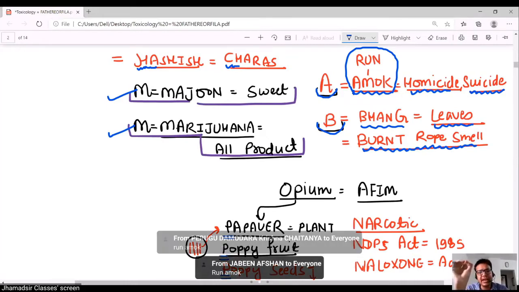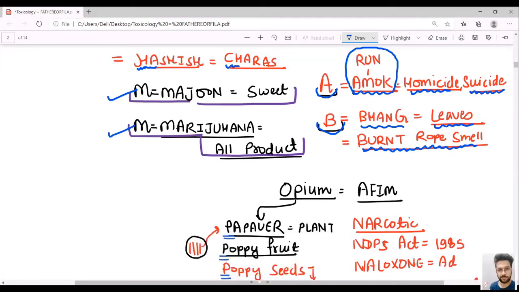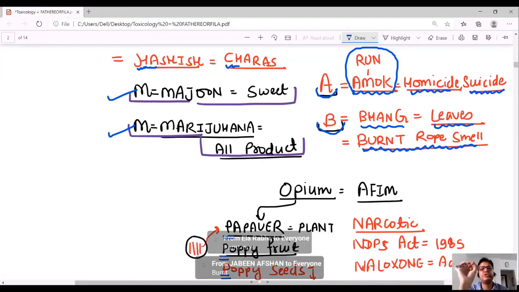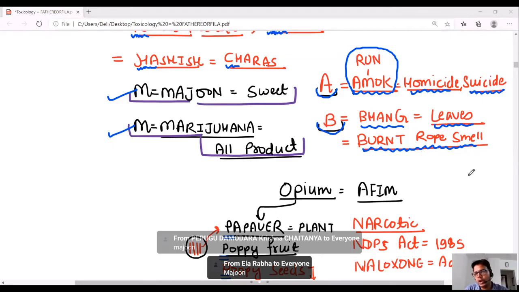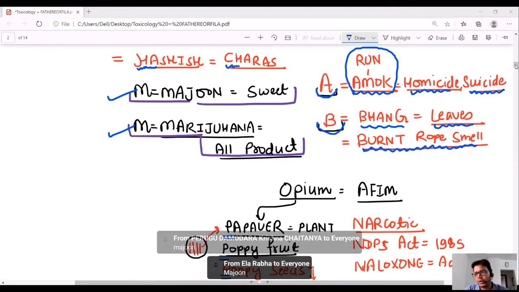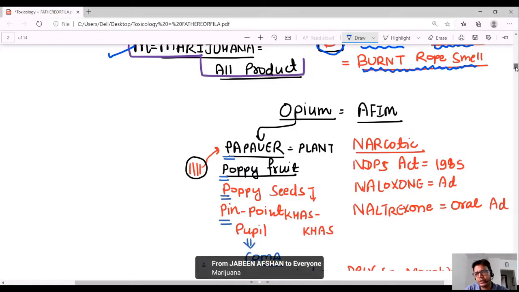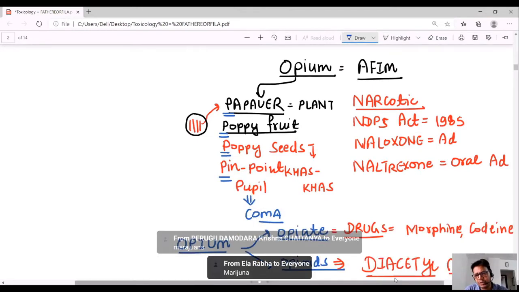Doctor Saab, which kind of smell is seen in cannabis? Burnt drop smell. Sweet product of cannabis is known as majoon. All products of cannabis are also known as marijuana.